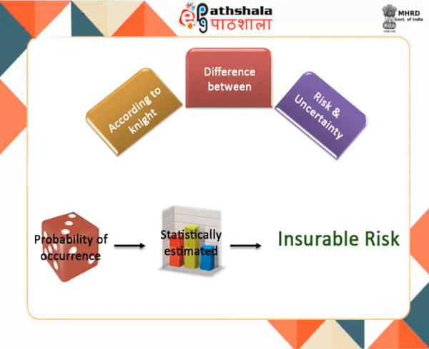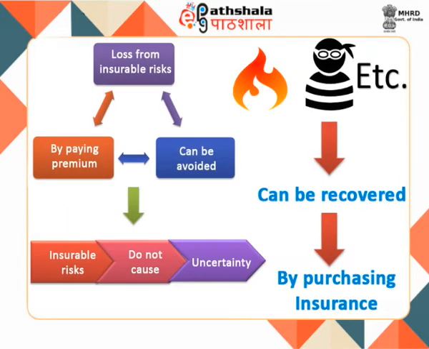Many situations may arise during the process of production which can be anticipated or whose probability of occurrence can be statistically estimated. These situations are known as insurable risks. The loss from insurable risks can be avoided by paying some fixed premium. Therefore, these insurable risks do not cause uncertainty. For instance, risks are associated with the loss of property due to fire, accidents, or loss due to theft and robbery, etc. These losses can be recovered by purchasing insurance.